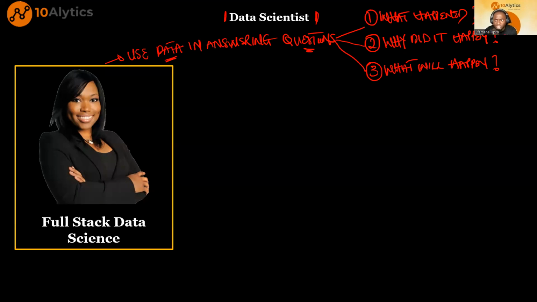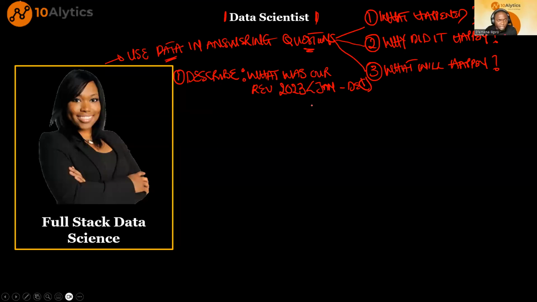Now, let's take a look at the first one. Basically, with the first question, you're trying to describe what happened. You're trying to explain. A very good example is: what was our revenue from January to December 2023? So this question is asking what happened in 2023. That's just the best way to explain that to you. What was our revenue in 2023?